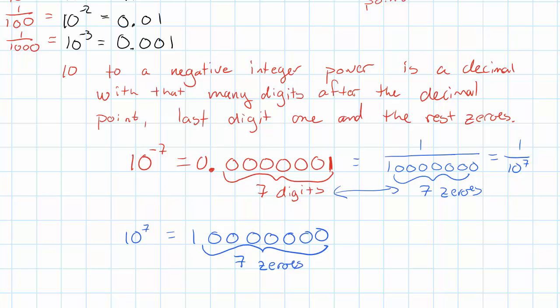Right. Why do I make such a big deal about this? Because it's really easy to mess up on how many zeros we've got when we're writing these decimals. For the negative exponents, we're counting the digits after the decimal point, including the 1. For the positive exponents, we're counting just the zeros.